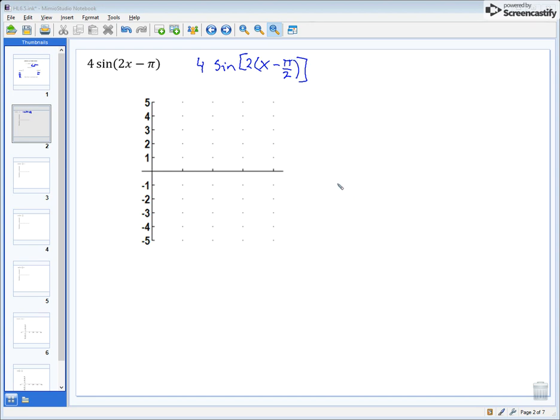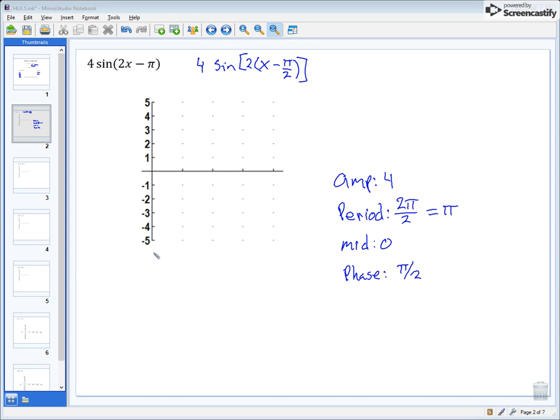Now we can write down all the information we need. For example, amplitude, absolute value of 4 is 4. We have the period, and our period is 2 pi divided by the number of cycles, which is 2. So that means our period is pi. We also have a midline out here, which in this case is 0. And this is our phase shift, which means it's going to go to the right pi halves.